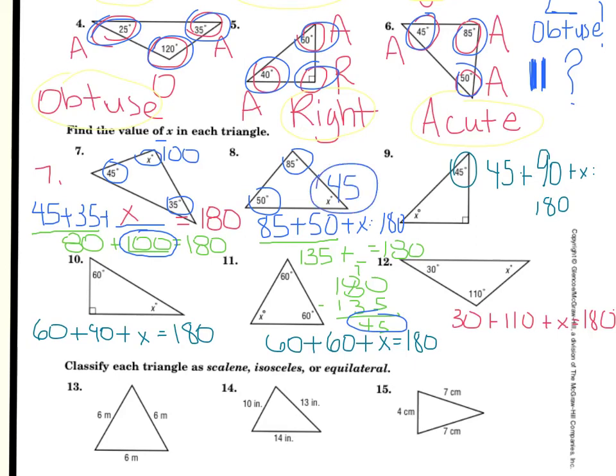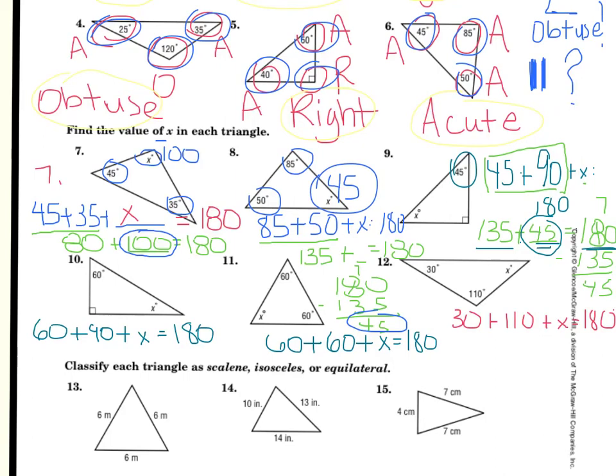And then here you had 45 plus 90 plus something equals 180. What do you have so far? 45 plus 90, that's equal to 135. So 135 plus something we don't know equals 180. You would subtract to find that. And that's 45. If I'm going too fast for you, you need to pause it and get caught up. Okay, 135 plus 45 equals 180.